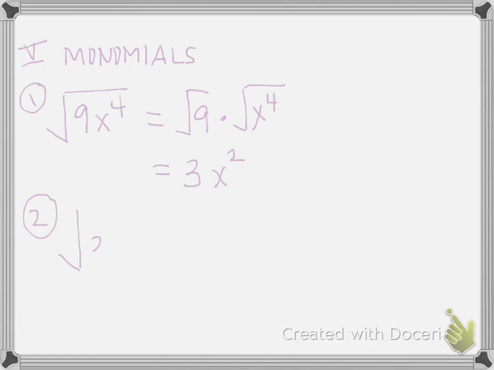If I take the square root of 36x, square root of 36 times square root of x, so square root of 36 is a perfect square, so that's a 6, and you'll be left with the square root of x still underneath there.